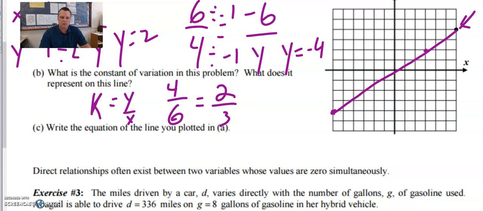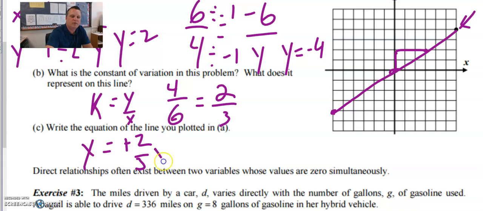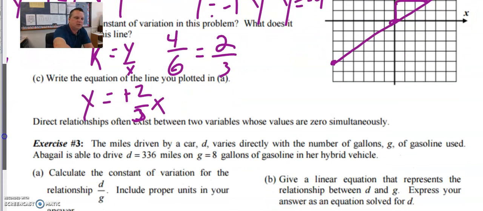Write an equation for the line you plotted in part A. Since this line goes through the origin, the y-intercept is 0. The constant of variation is actually the slope, up 2 and over 3. So we have y equals positive 2/3 x plus 0. You just leave it as y equals 2/3 x. Direct relations often exist between two variables where the two values are 0 simultaneously.